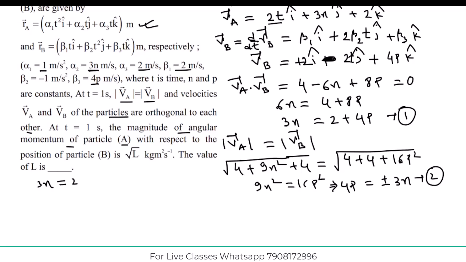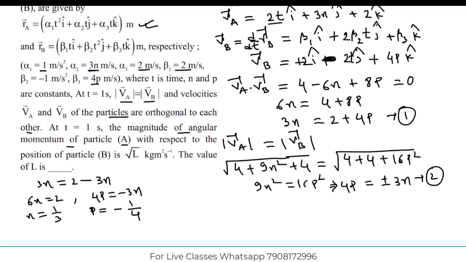So if we take 4p equal to plus 3n, then 3n cancels from both sides, so it is not possible. So 4p is equal to minus 3n. Subtracting from equation 1, 6n equal to 2, or n equal to 1 by 3. So n equal to 1 by 3, and 4p is equal to minus 3n, so p is equal to minus 1 by 4.